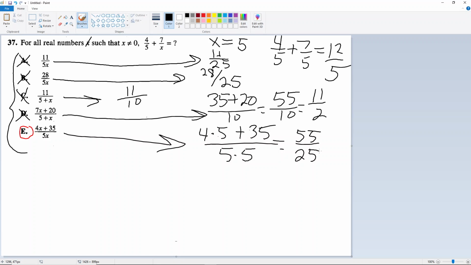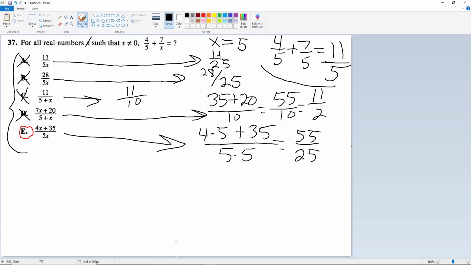And wait a minute. Wait just a minute. My original one, I've made a mistake. I did this purposely to show you what happens when we make a mistake. 4/5 plus 7/5 is not 12/5. 7 plus 4 is 11. So this should be 11/5. It's not a disaster if you make a mistake, provided that you recover.